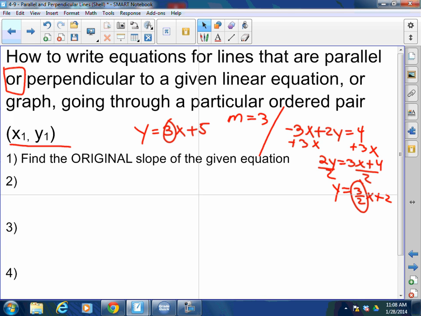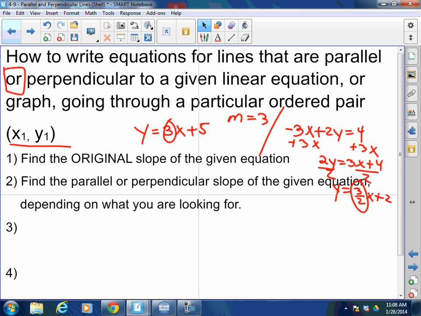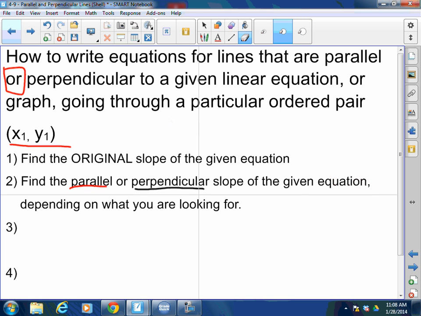The question is, if they ask you to write an equation for it, will we have to graph it? Sure, why not? It's just as easy to graph that equation as the other one. So number 1, find the original slope. Number 2, find the parallel or perpendicular slope. Why do I say or? It depends on the question, gentlemen and ladies out there in the internet world.